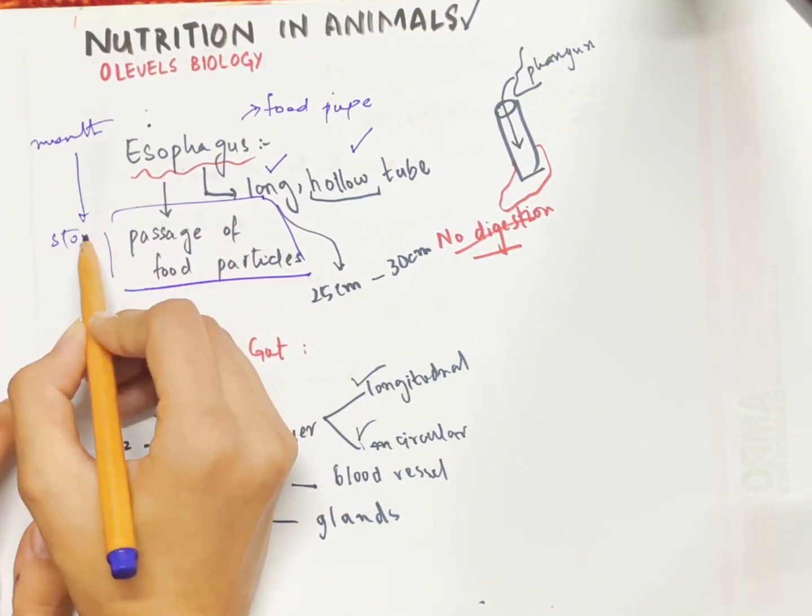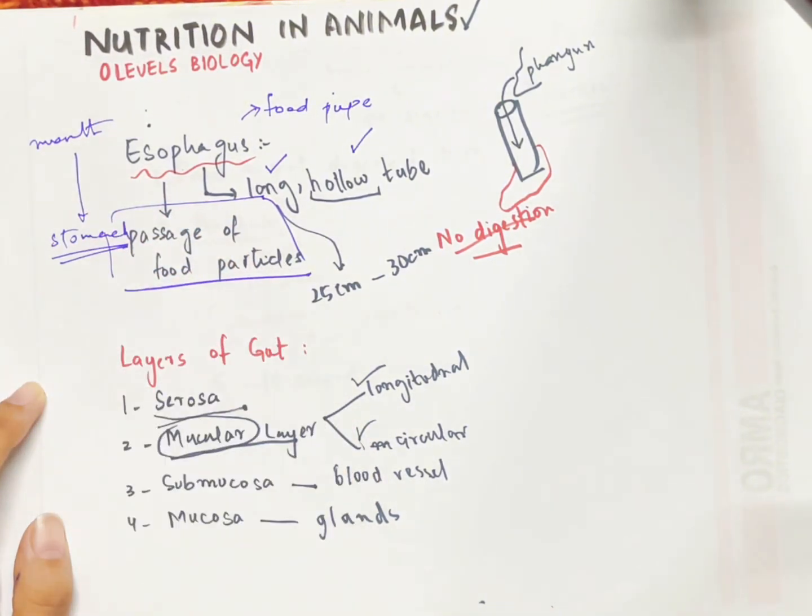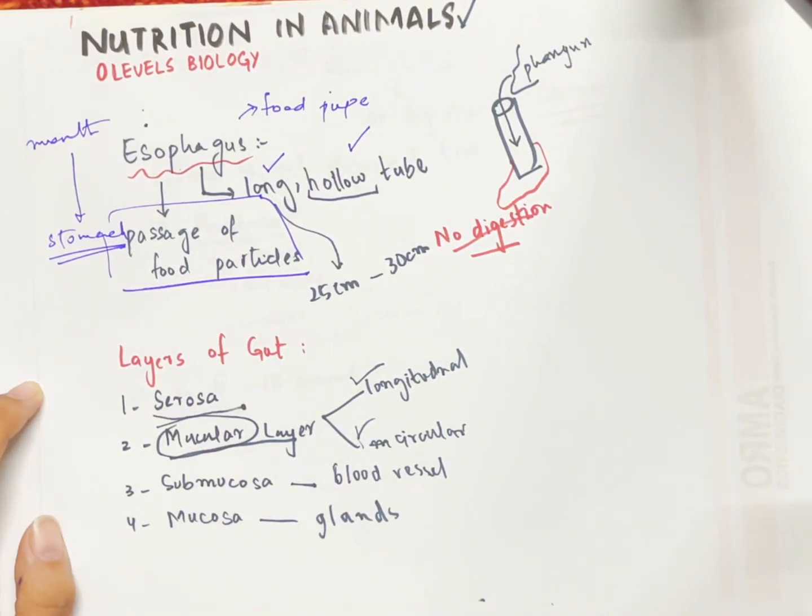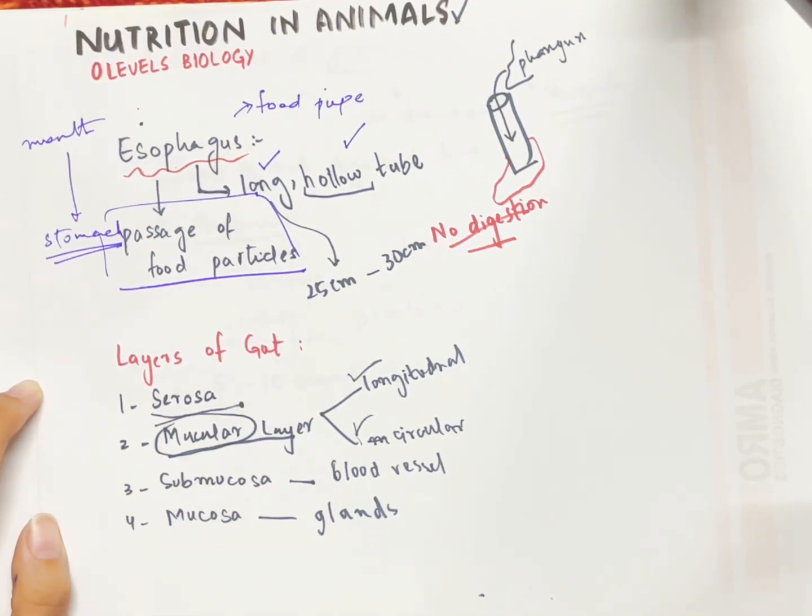This is a passage for all the food particles, whether they are small or large, passing the food particles on from the mouth to the stomach. Whenever the question comes up, what is that one part where the digestion does not take place but is included in the digestive system, we say that the esophagus is that one part. After that, we have the layers of the gut that help us enter into the stomach.